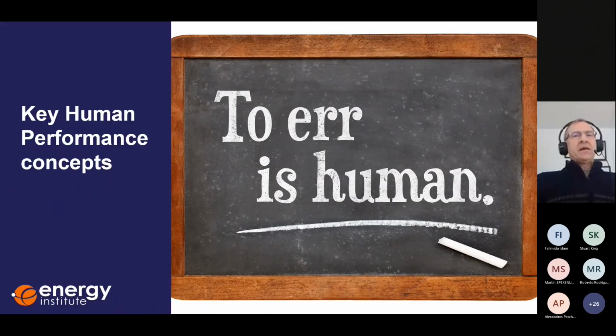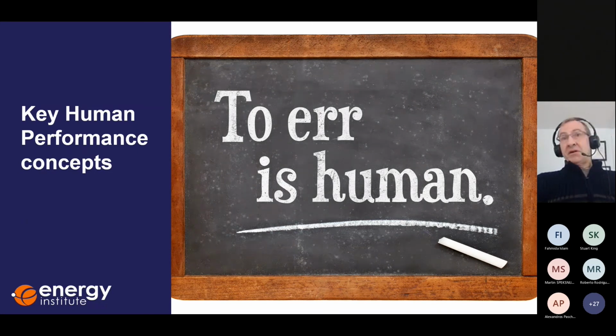Key principles, key concepts. The first key concept is, it is human to err. To err is human. Even the most experienced, expert people can commit error. When you think about airline accidents, pilots are highly qualified, highly experienced, yet they make mistakes. These operators, highly experienced, highly trained, yet they made mistakes.